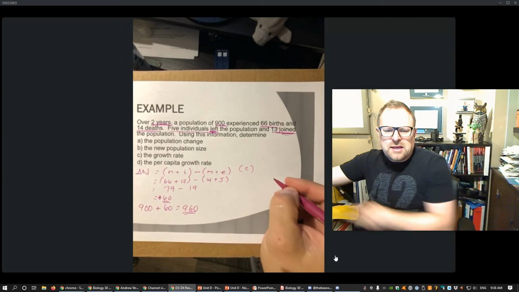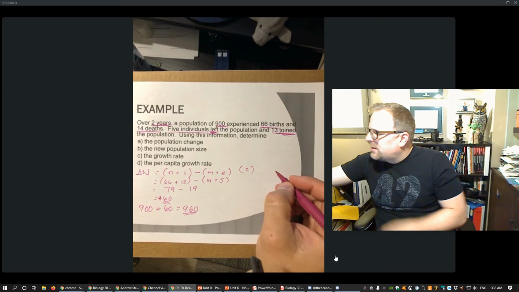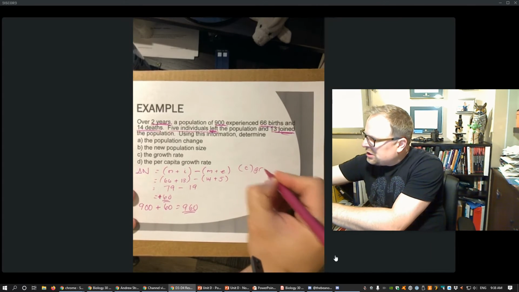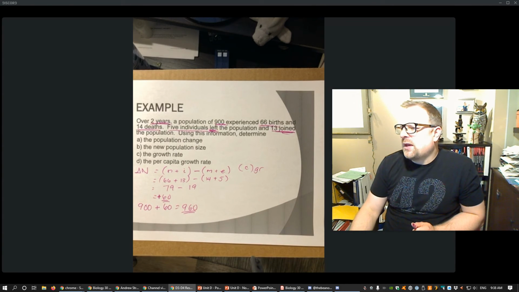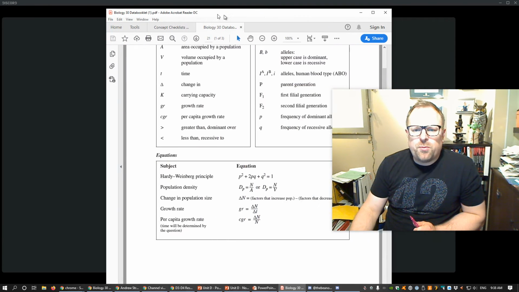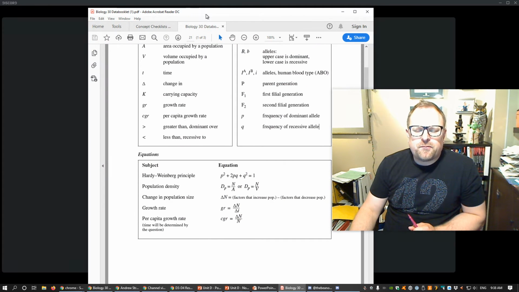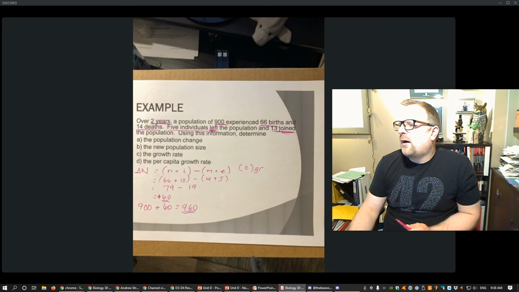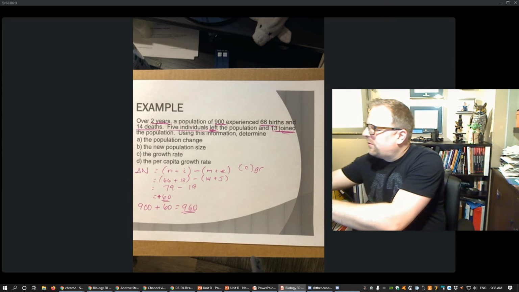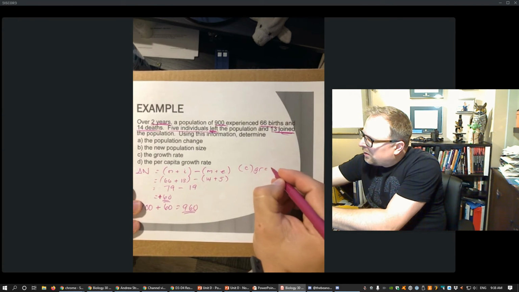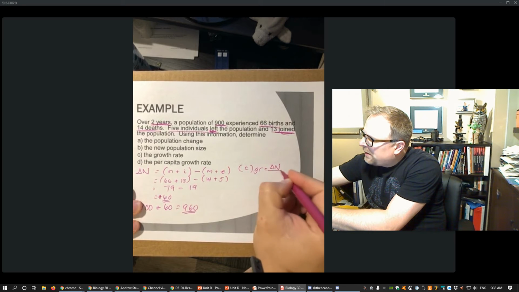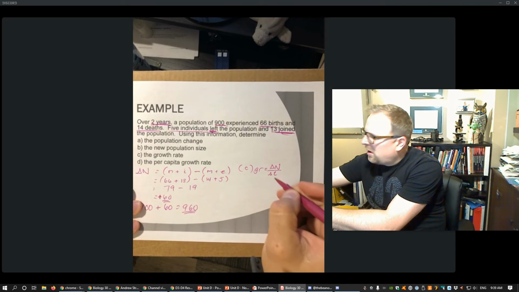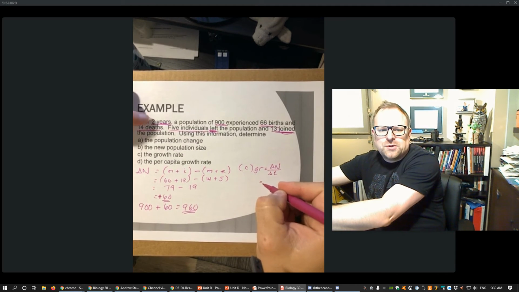Okay, so C says, what is the growth rate? Growth rate is GR. Don't forget, if you forget these things, you can open up your data booklet here, and you're going to find things like growth rate and per capita growth rate in there for you. So you don't have to remember that off the top of your head. Growth rate is your change in population over your given amount of time, which for us, remember, is 2 years.